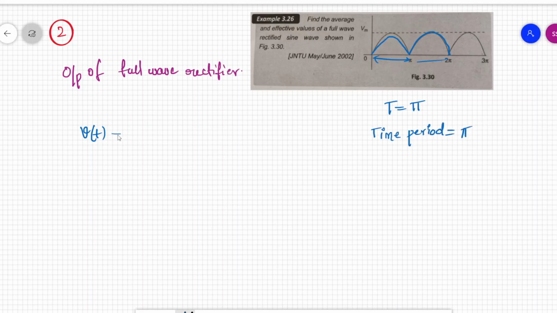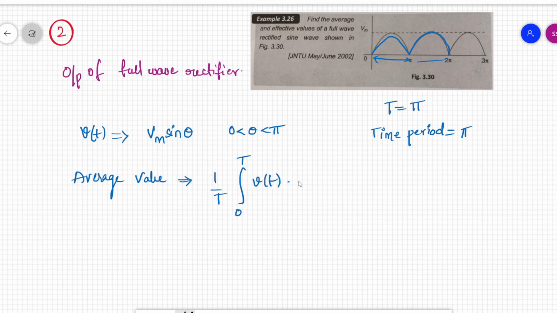Okay, so now let us define the function here. V of t equal to Vm sine theta from 0 to pi, right? So this is the only function we have. Okay, now we need to find average value. Let us find average value of this function. So that is possible by 1 by T integral 0 to T V of t dt. So we know V of t and T, so let us substitute them.